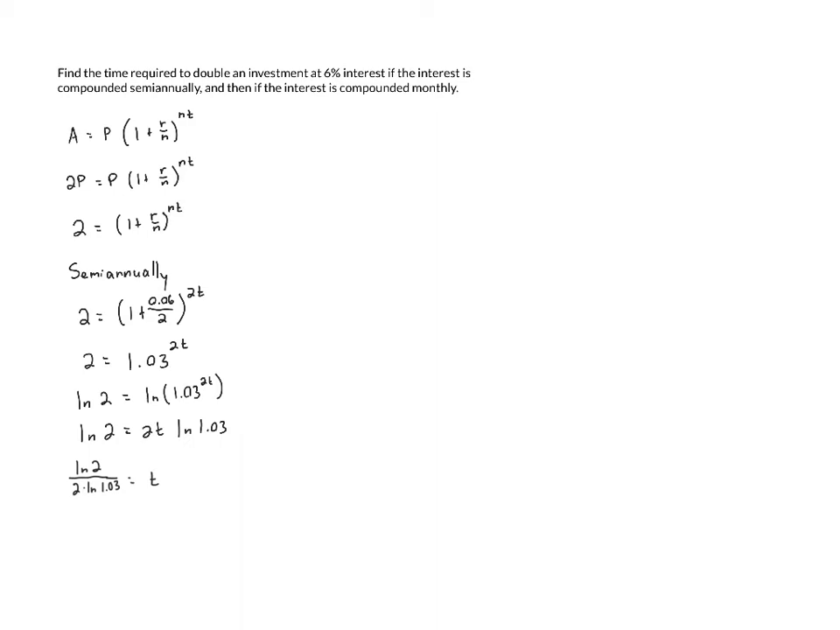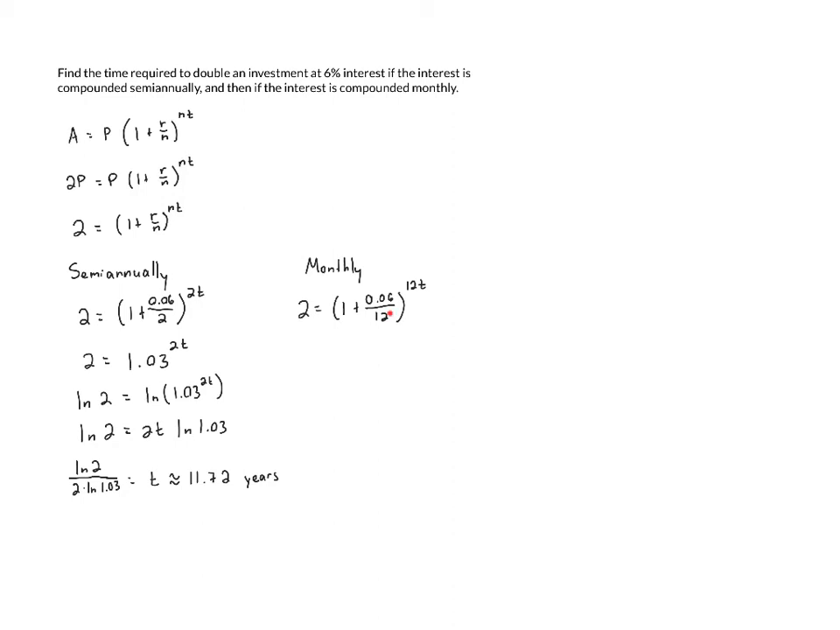And using a calculator, we can get an approximation. This is approximately equal to 11.72 years. Let's see what happens if it's compounded monthly, if this will make much of a difference. Here we have more or less the same equation. The only difference is that the value of n is 12 instead of 2. So that denominator is going to be 12, and we're going to have 12t in the exponent.